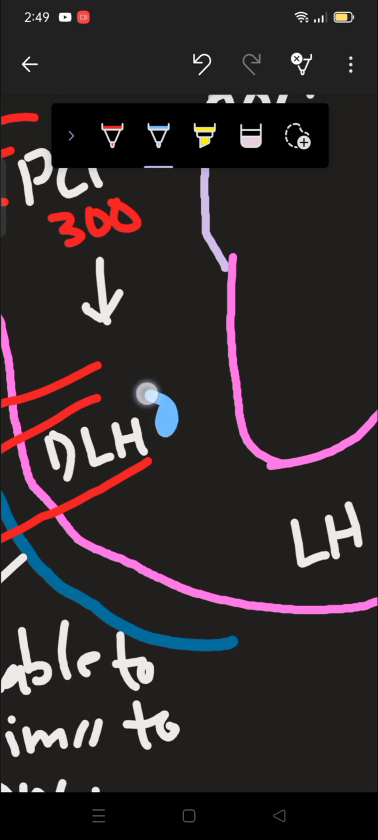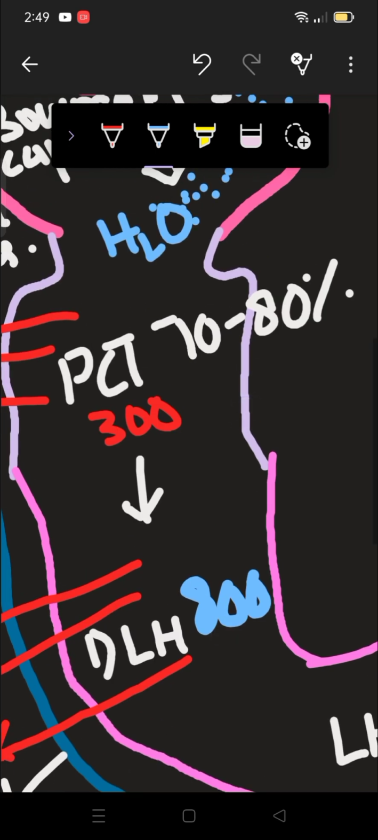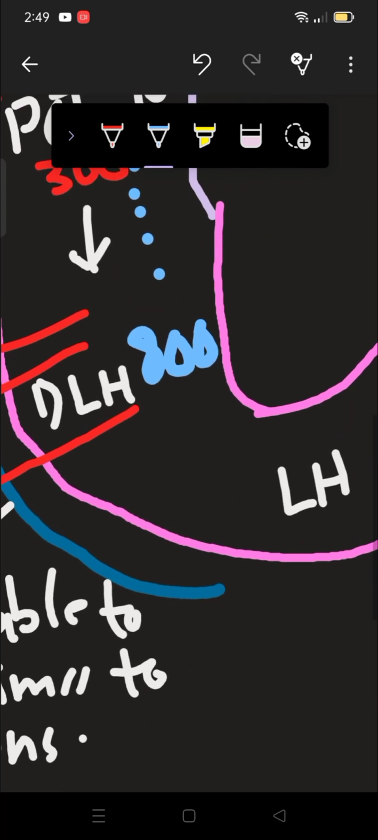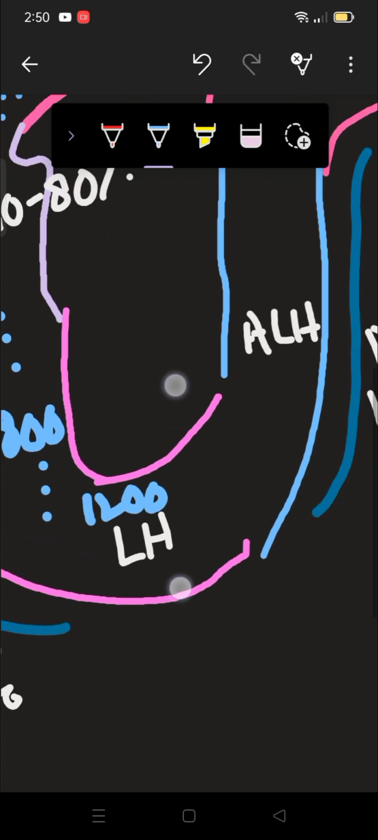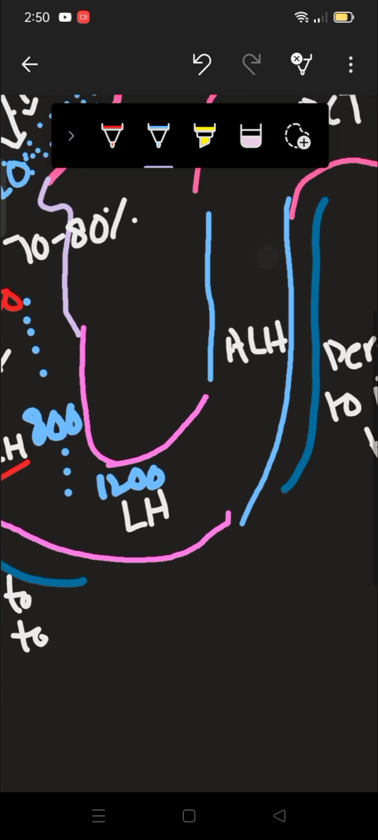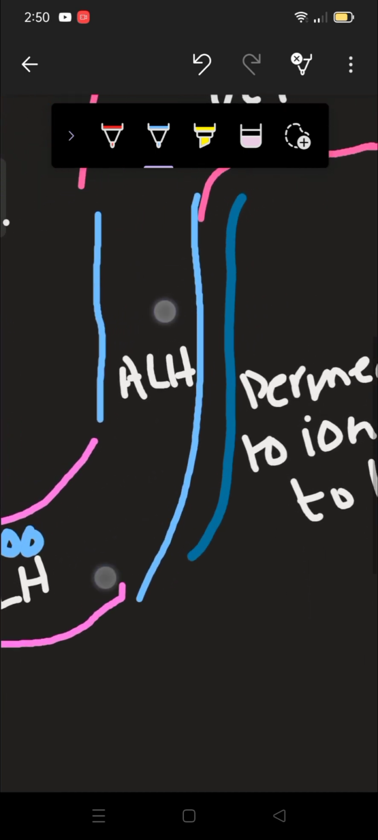Basically, if there is 300, then there would be 400, 500, 600, 700 and ultimately 800. Then again here 900, 1000, 1100, and ultimately here we have 1200. So the osmolarity in the blood now in the loop of Henle is 1200.